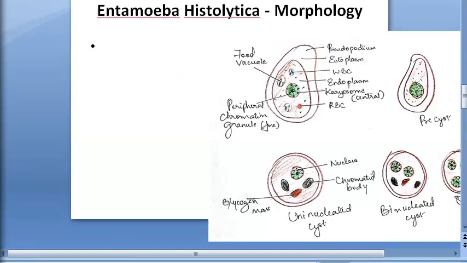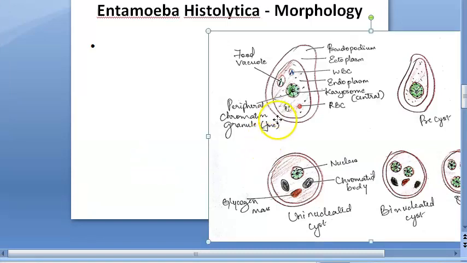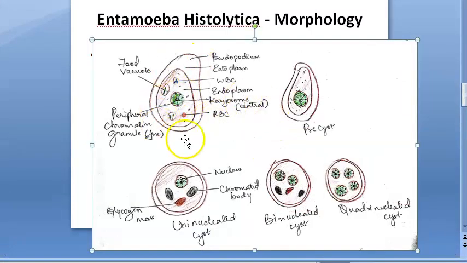morphology of Entamoeba histolytica. First of all, amoeba itself, what will it have? It's a protozoan, correct? So it will have a single cell. Here you can see that the cytoplasm is bounded by a membrane, and the cytoplasm has two parts. It will have an endoplasm and an ectoplasm. Guys, pay attention here. Endoplasm is inside and ectoplasm is outside. So endoplasm and ectoplasm together form the cytoplasm. There is a membrane dividing the cytoplasm into ectoplasm and endoplasm.